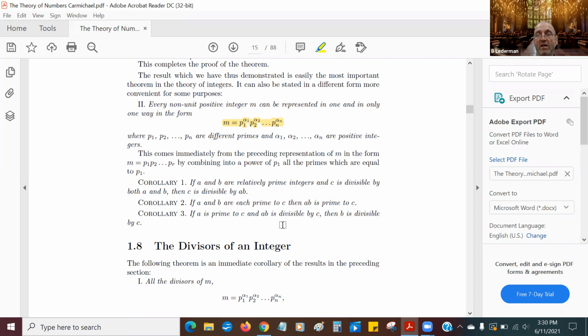Alrighty, everybody. That's the fundamental theorem of arithmetic. It's fabulous. That concludes 1.7, and we'll continue with more exciting math as our heroes continue. Okay, bye, everybody.